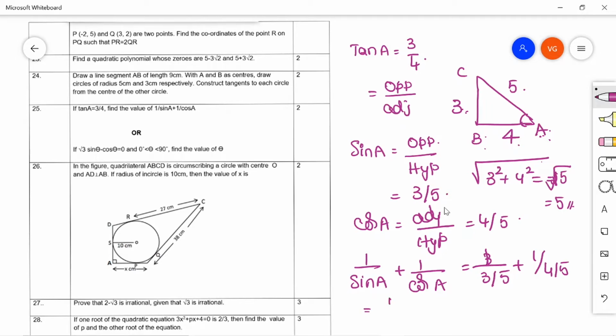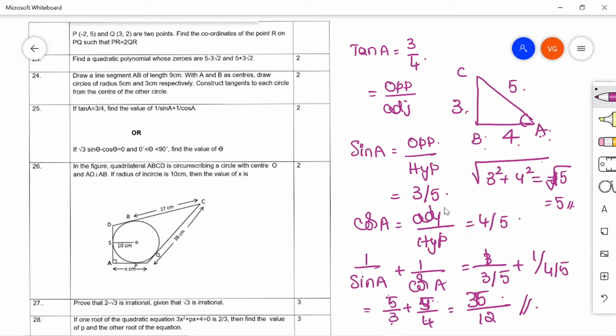The fractions will flip as 5 by 3 plus 5 by 4. You take the LCM, this is 12. 4 into 5, 20, plus 3 into 5, 15. 20 plus 15 will be 35. So the answer is 35 by 12 here.